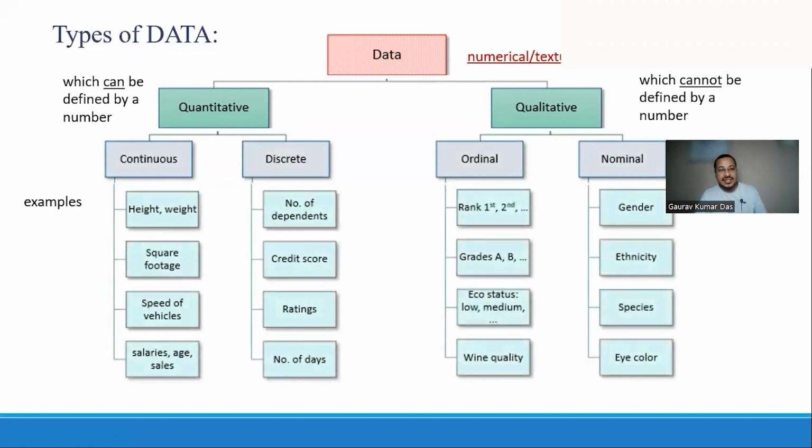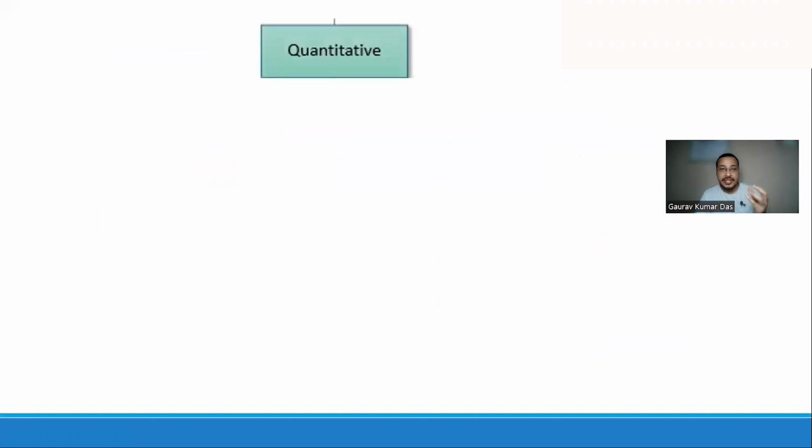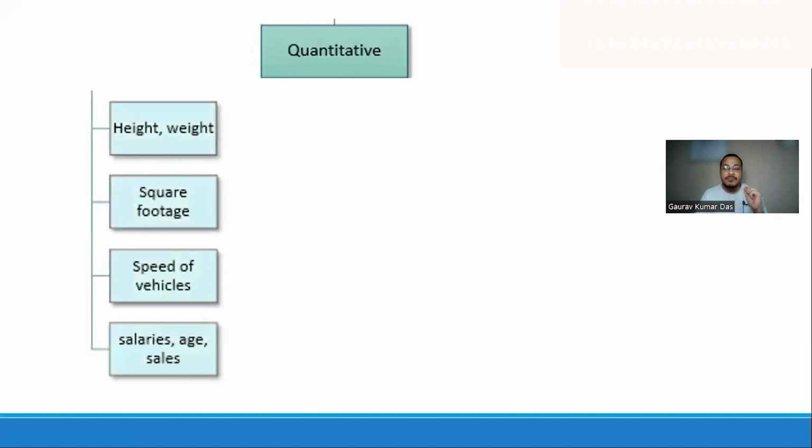Now, if you look at continuous, we can see different types of examples here. Let us look at the examples in much more detail. The broad type of data was quantitative, and let us have a look at examples of quantitative data: height and weight, square footage area, or speed of vehicles. If you look at all these examples, they tend to have float or decimal points, or you can think of the fact that they are continuous in nature. A number of sales may not have a float, but it will be continuous in nature.